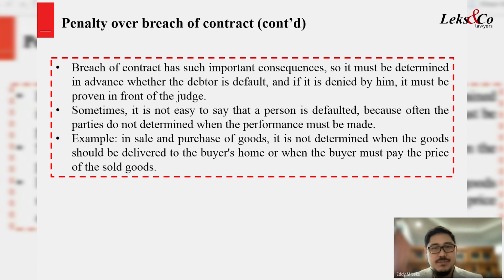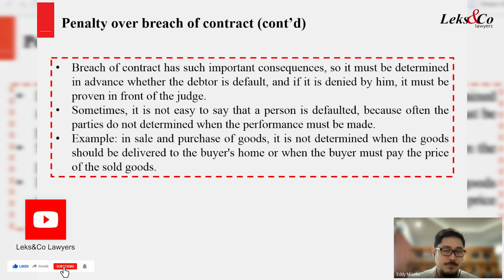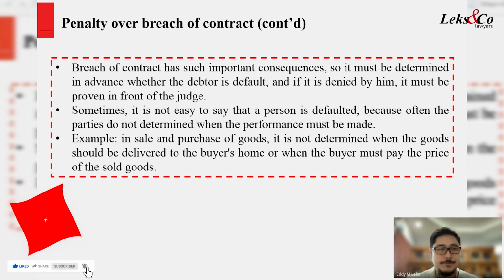Sometimes it is not easy to say that the person is in default because often the parties do not determine when the performance must be made. Yes, this can happen. When you make an agreement, you might forget to regulate this kind of thing. In sale and purchase, it is not determined when the goods should be delivered to the buyer's home or when the buyer must pay the price. Well, this is very confusing.